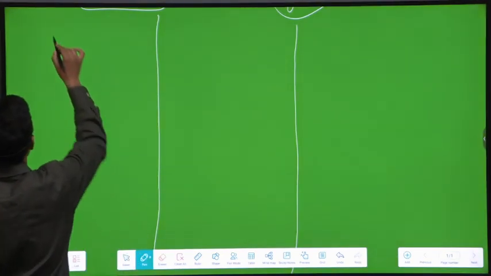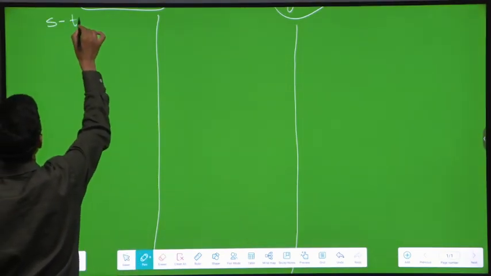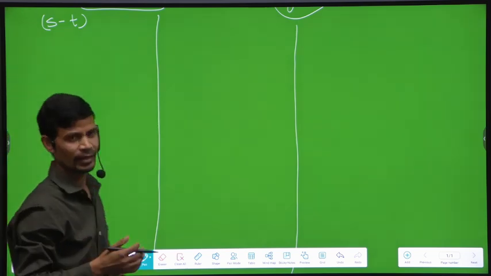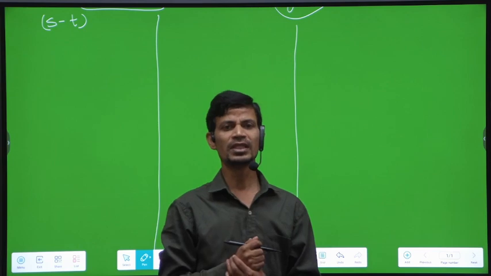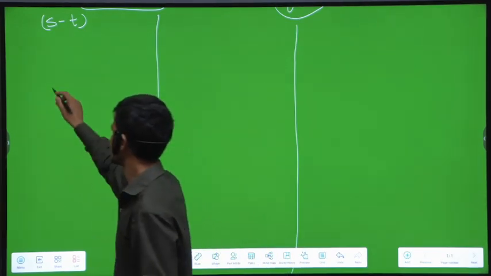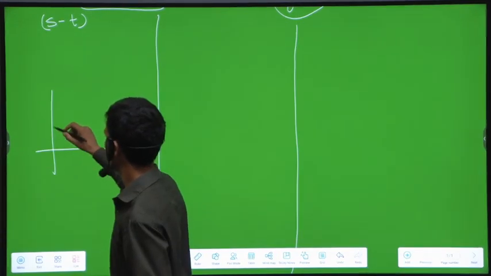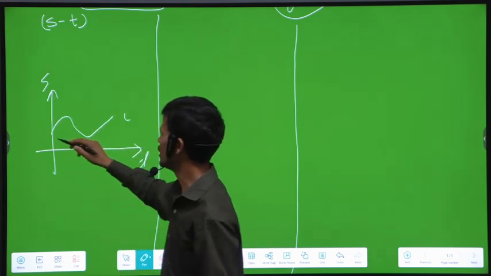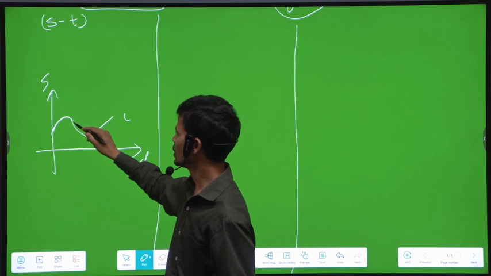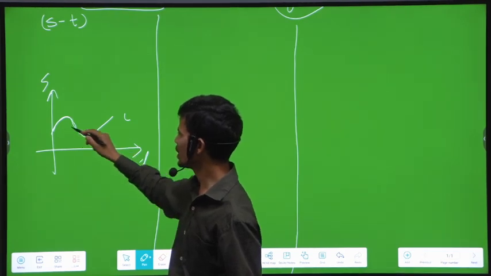So first I'm drawing the ST graph, the displacement time graph. What is the difference between a distance time graph and a displacement time graph? So in the distance time graph, see, if this is S, this is T, and I'm drawing like this, it means position displacement is decreasing.